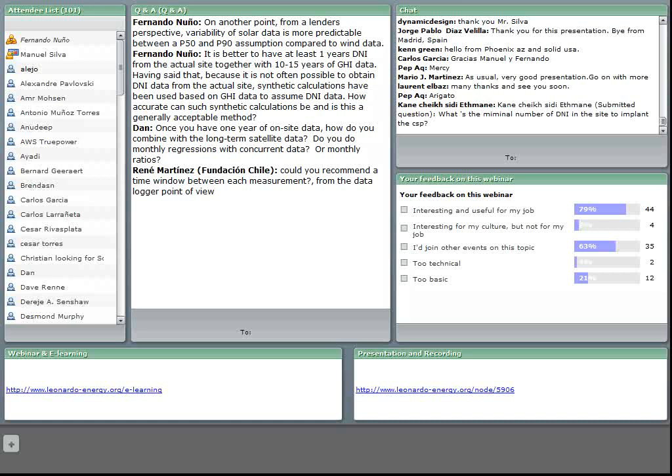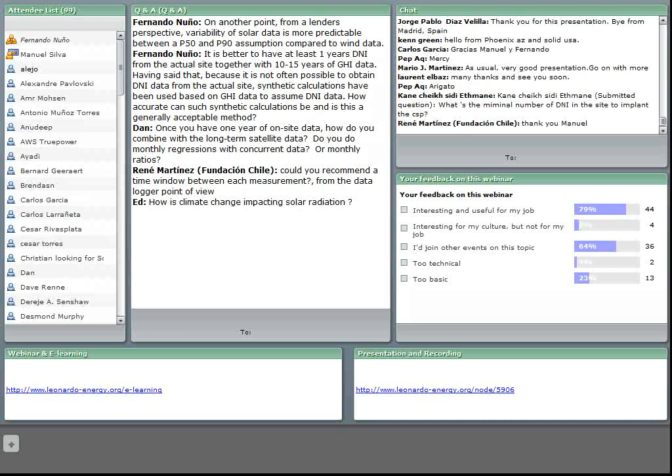Okay, very well. Thank you very much. So another question, an interesting one. How is climate change impacting solar radiation? I don't know whether it's been assessed, or I think it's too short a period of time to observe new trends. But if you have any additional comment, thank you.